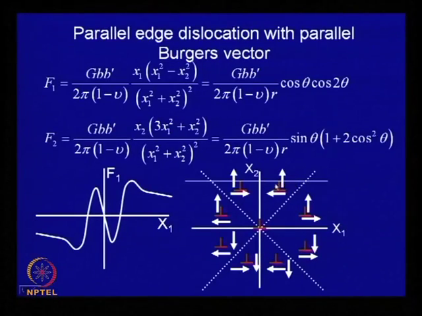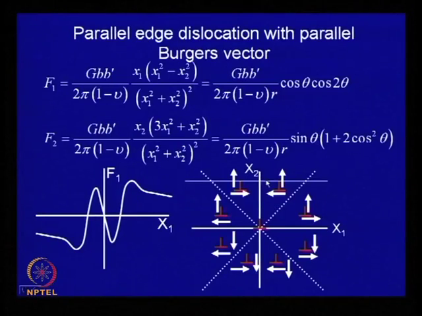So, the dislocation will glide along this, and when it comes over here, x1 equals 0. So, F1 equals 0. And here if you try to push it, you will find that force is acting in this direction. So, again this will bring it back here. So, this is a position of the most stable dislocation configuration.